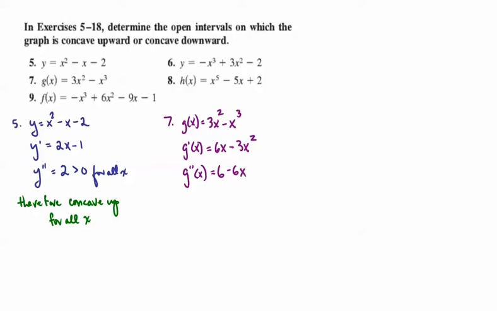Now, this one is not as simple as the previous one, but now we're going to do what we did for the first derivative, or trying to find out where a function was increasing or decreasing. We're going to set that equal to 0. We find that that is equal to 0 when 6x is equal to 6, or x is equal to 1. Now, 1 is no longer called a critical number in this case.